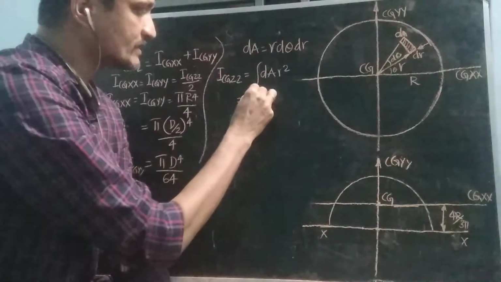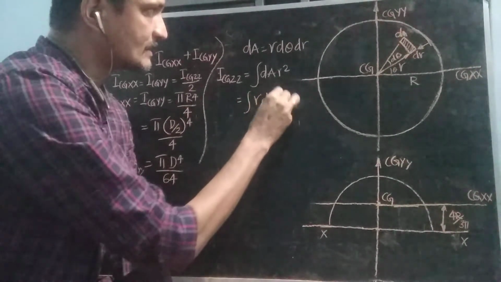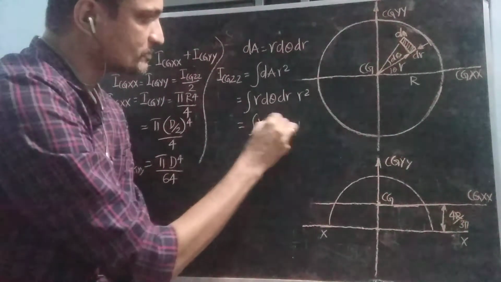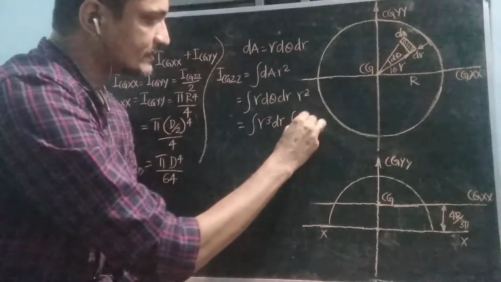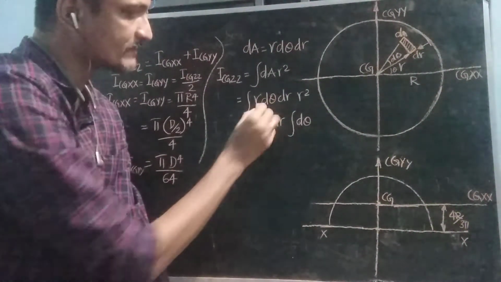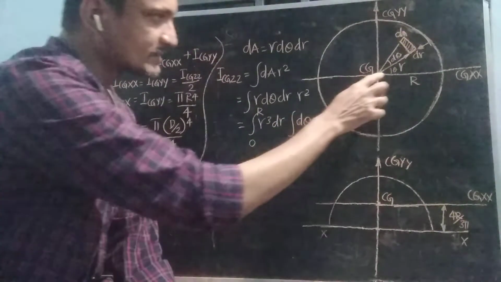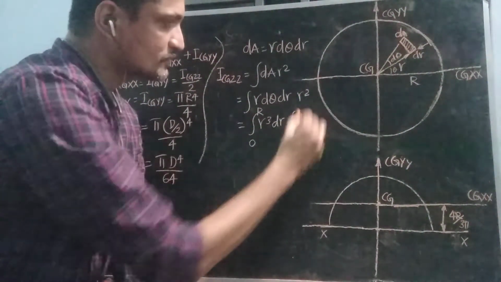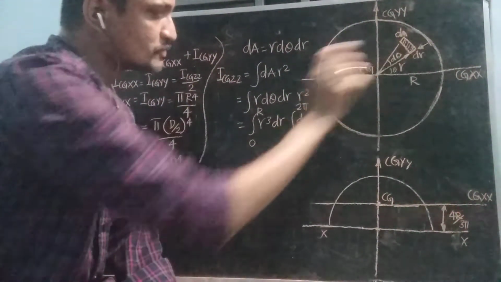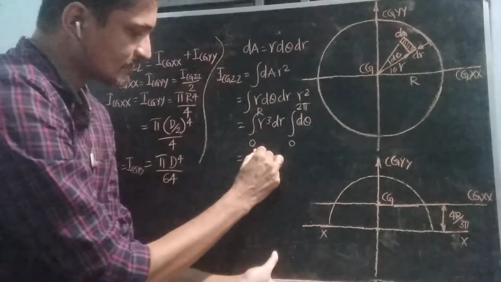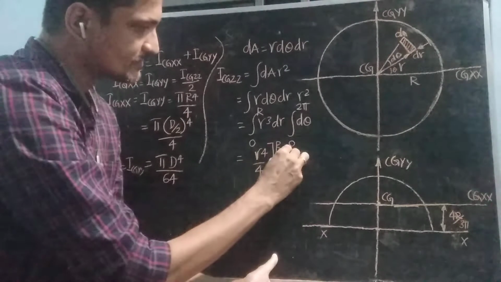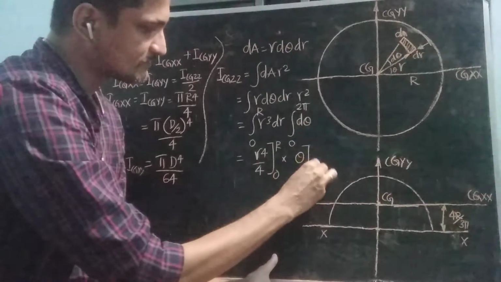Then that's equal to integral r d theta dr into r square, that's equal to integral r cube dr into integral d theta. Then r varying from 0 to capital R, and for a complete circle, theta varying from 0 to 2 pi. And that's equal to r raised to 4 by 4 with limits 0 to capital R into theta with limits 0 to 2 pi.